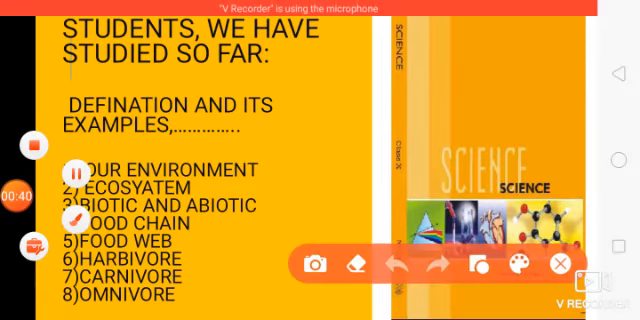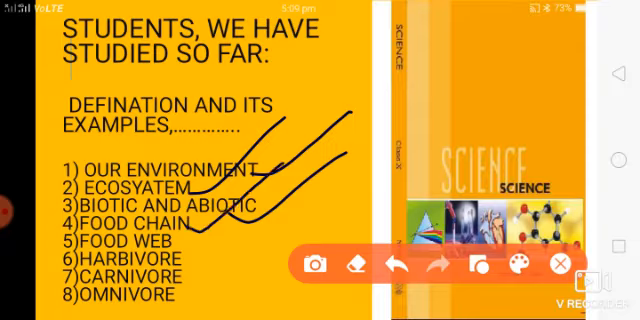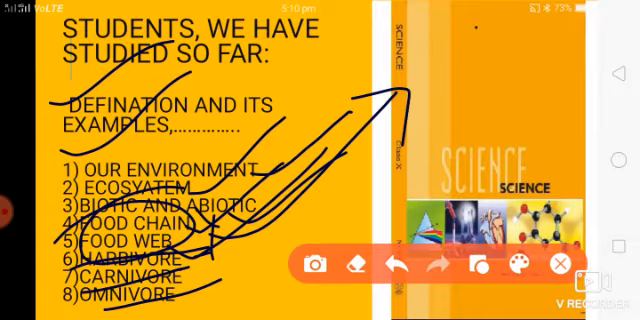students, we have studied the definition of our environment, ecosystem, biotic, food chain, food web, herbivore, carnivores and omnivores, their definitions and examples. Even we have drawn the diagram of how the food chain and food web are seen, because these two topics are very important from the exam point of view.